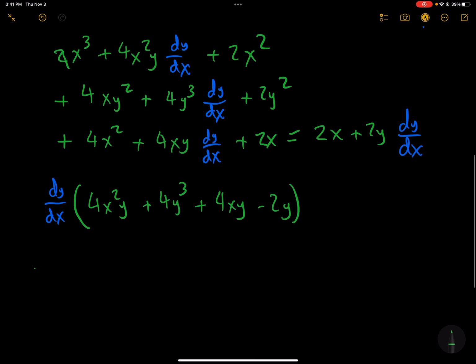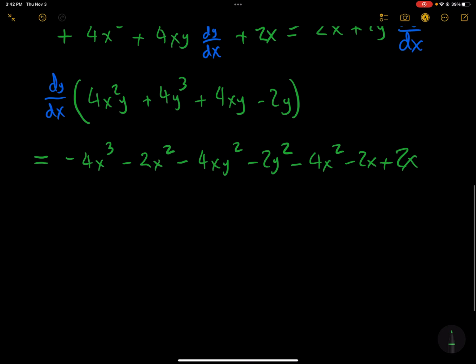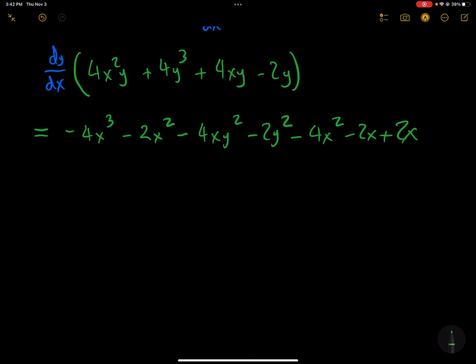Then on the other side, I'm going to move everything else, everything that I have not collected yet. So starting from the top, I'll have minus 4x cubed minus 2x squared minus 4xy squared minus 2y squared minus 4x squared minus 2x. And then I just had one term on the right-hand side that didn't have a dy over dx. That one remains positive. So now this is the expression that I'm looking for.